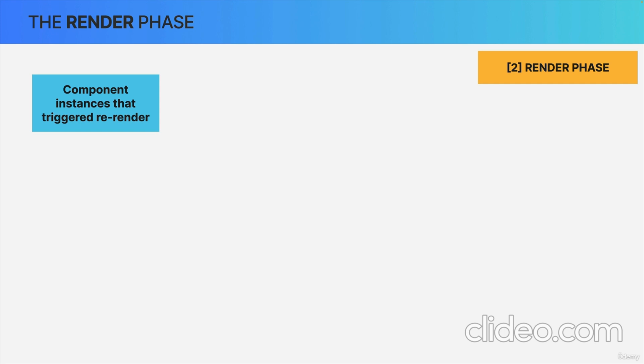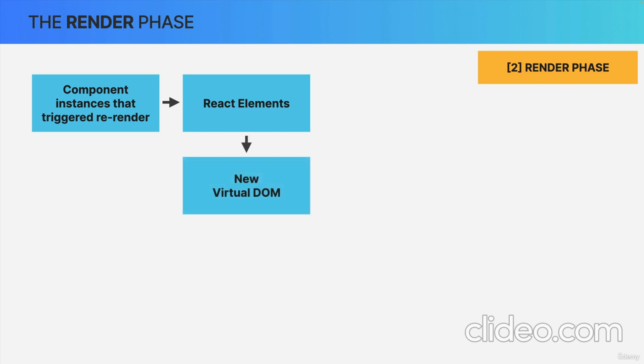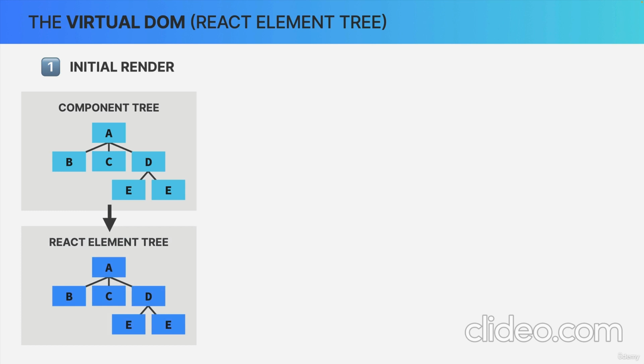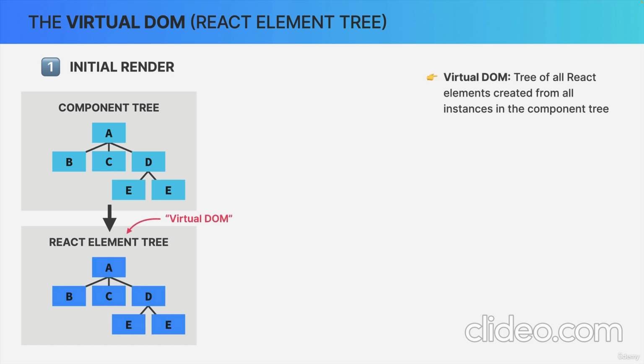This will create updated React elements, which all together make up the so-called virtual DOM. This is a term that you might have heard before, and so let's dig a little bit deeper now into what the virtual DOM actually is. On the initial render, React will take the entire component tree and transform it into one big React element, which will basically be a React element tree like this one. And this is what we call the virtual DOM. So the virtual DOM is just a tree of all React elements created from all instances in the component tree.